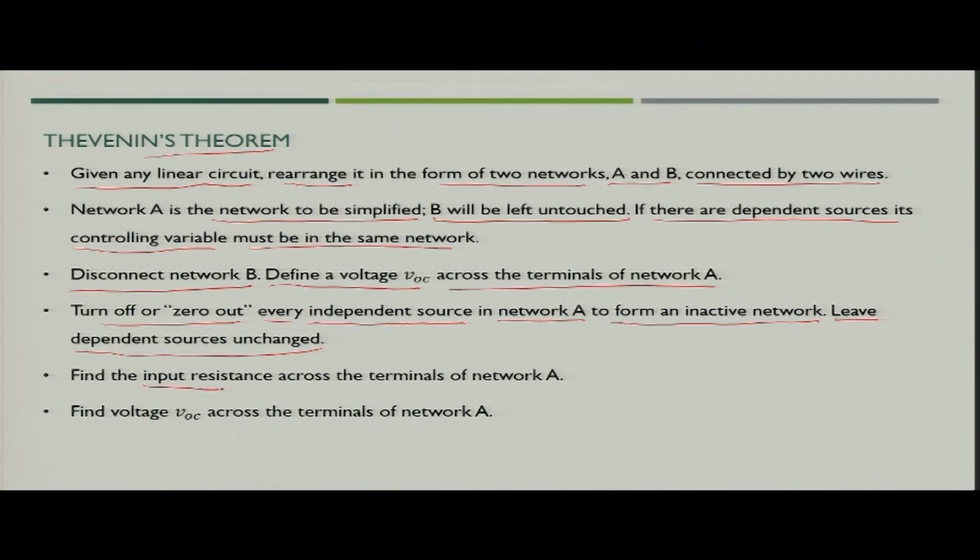So, what we will get from this? We will get the input resistance across the terminals of network A, and when we get the input resistance, we again put all the independent sources back. That means, when we found the input resistance of the circuit, we simply short circuited the voltage source and open circuited the current source. So, we will again put the independent sources back to the circuit, and then we will find the voltage, that is the open circuit voltage across the terminal of network A.